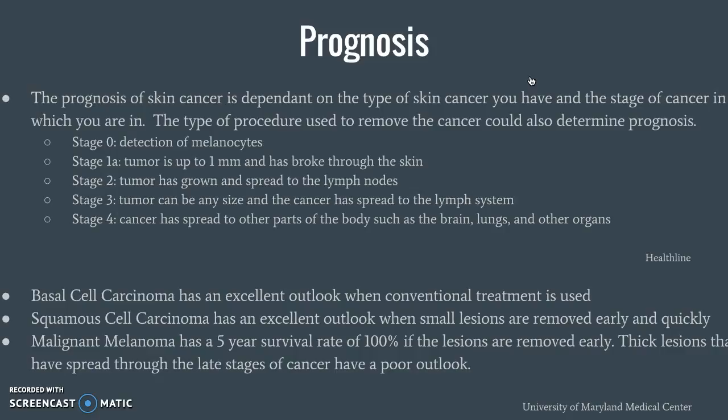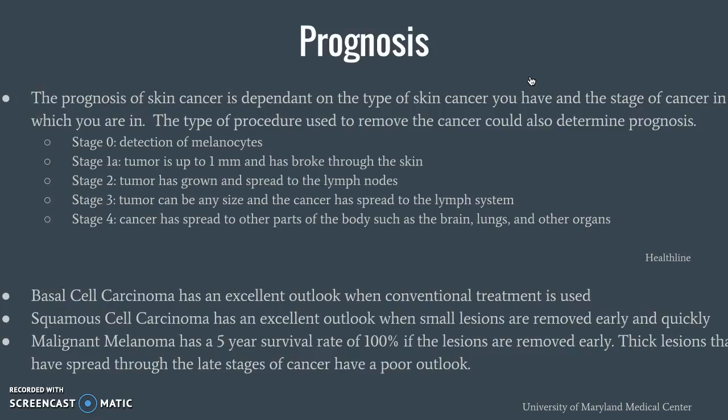The prognosis of skin cancer is dependent on the type of skin cancer you have and the stage of cancer you were in. The type of procedure used to remove the cancer could also determine prognosis. So I have the stages listed from 0 to 4, 0 being the best stage that you could be in and 4 being the worst. Stages of cancer is defined as the extent of cancer in the body. The stage is usually based on the size of the tumor, whether the lymph nodes contain cancer, and whether the cancer has spread from the original site to other areas of the body.